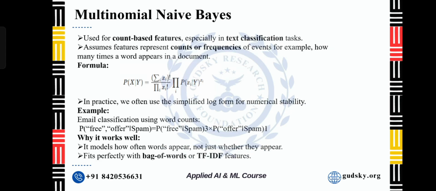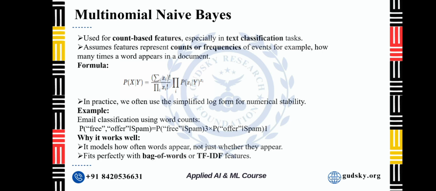So, multinomial naive Bayes, which is especially popular in text classification tasks. This version assumes that features represent counts or frequencies, like how many times a particular word appears in a document. For instance, if we are classifying emails, features could look like: free appears 3 times, offer appears once, and meeting appears 0 times.